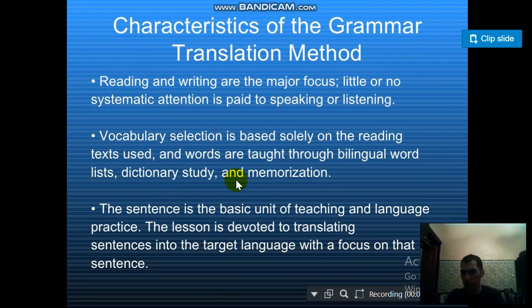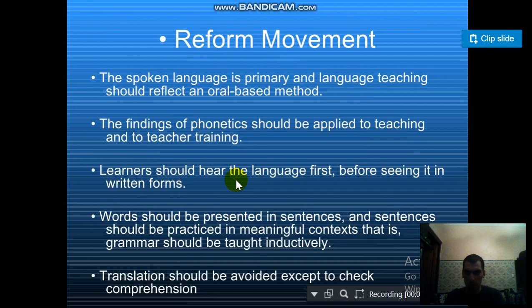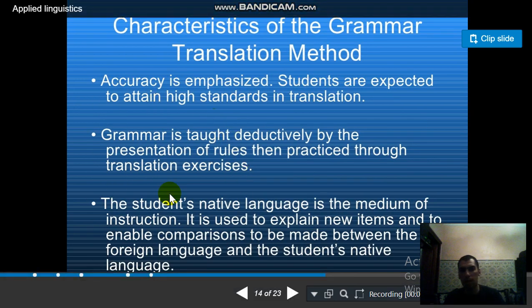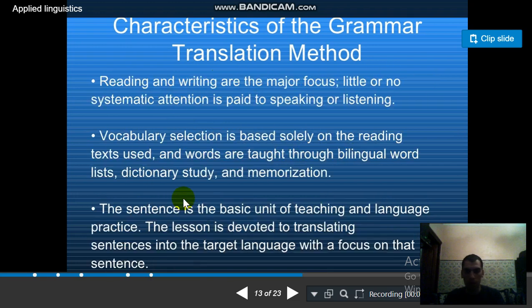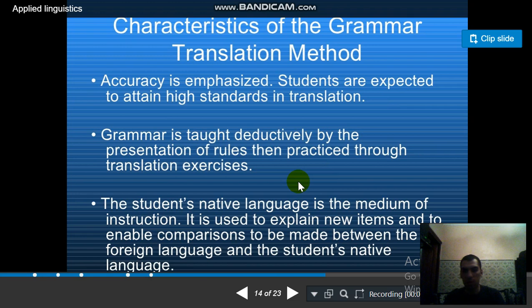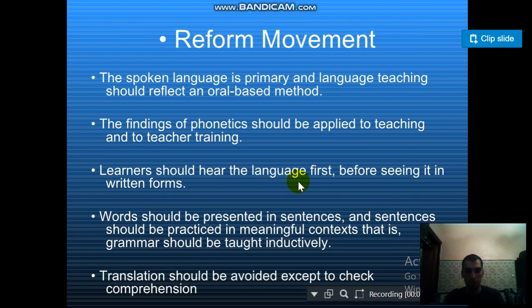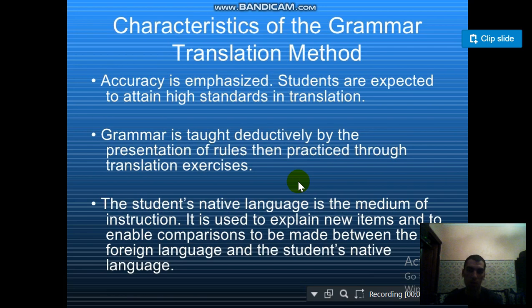as opposed to the grammar translation method, which just tackled words in isolation, as we can see here. Vocabulary selection is based only on reading, and words are taught through words. So there is no context for the students to memorize the meaning of, or get used to the meaning of the words being taught. Translation should be avoided except to check comprehension. That's another thing that changed.